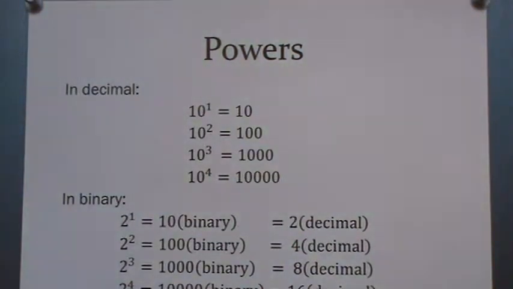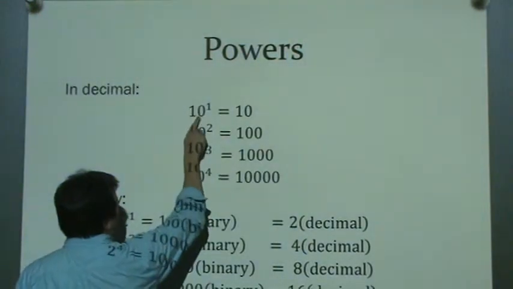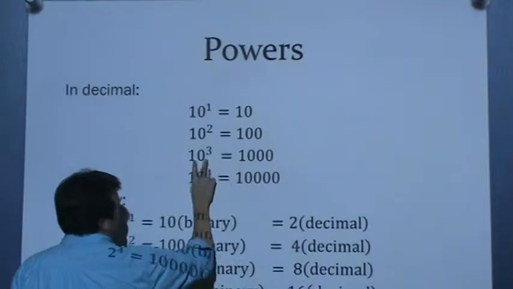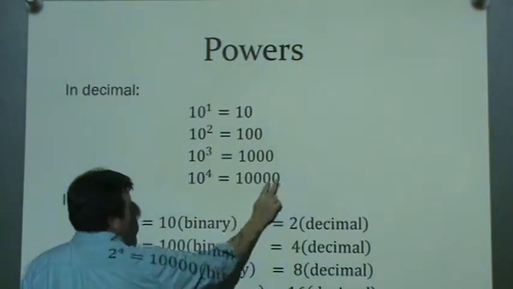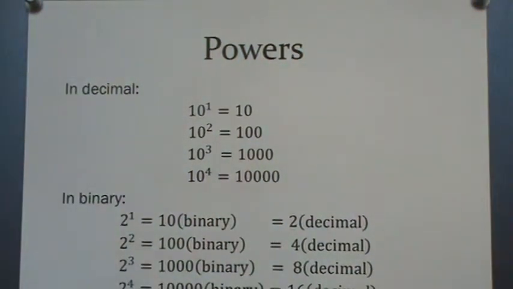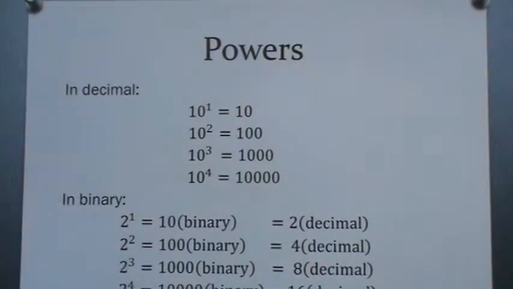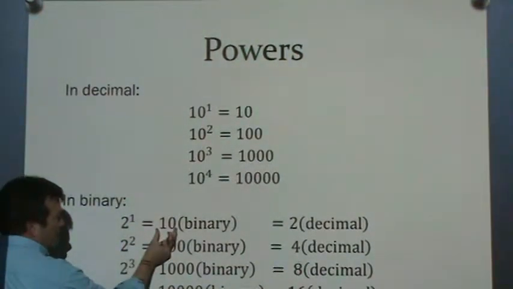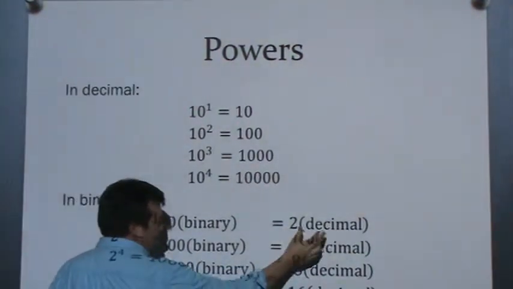Okay, so then just a little review of using these numbers. In the decimal system, if you do powers, the radix is 10. 10 to the 1 is 10, 10 to the 2 is 100, 10 to the 3 is 1,000, 10 to the 4 is 10,000, and so on. This stays the same in any radix-based system. In binary, 2 to the 1 is, this is how we would represent 2 in binary, and that's 2 in decimal.